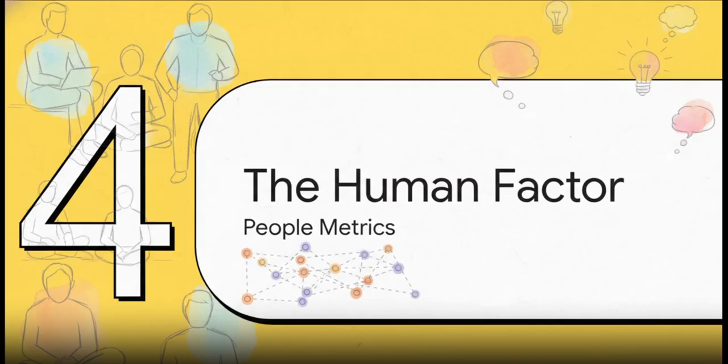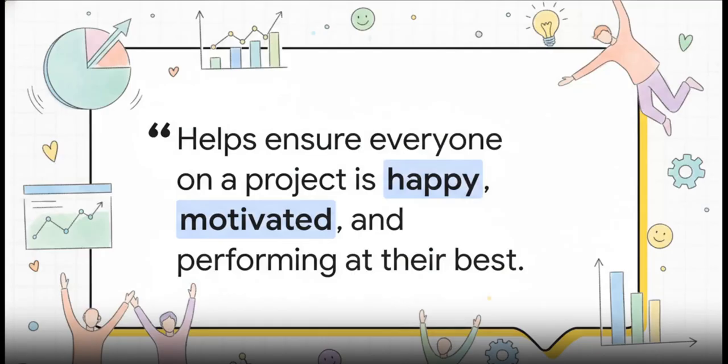But let's be real. Software isn't just about code and processes and projects. It's built by people. And that brings us to a super critical and honestly often overlooked category, people metrics. This quote really gets to the heart of it, doesn't it? A successful project completely depends on a happy, motivated team that can work together well. Tracking these human-centric metrics helps you build an environment where people can actually do their best work.